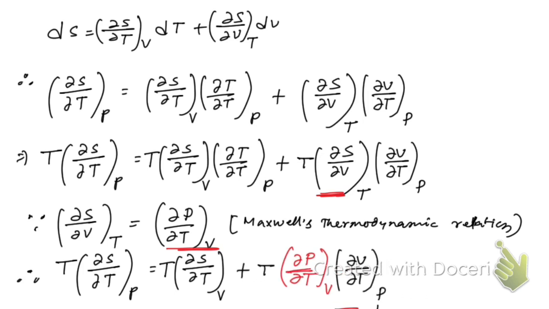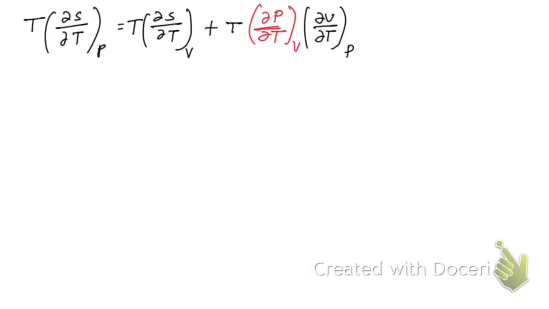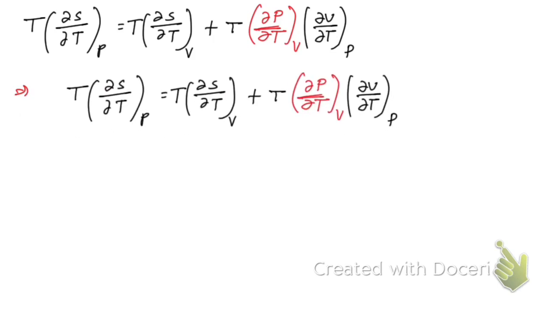Okay, now you see, let me copy this last step and let me go to the next slide. Okay, now from this what we can do, we can bring this term to the left hand side of the equal sign, then this equation becomes this, right? So hope you have understood this.